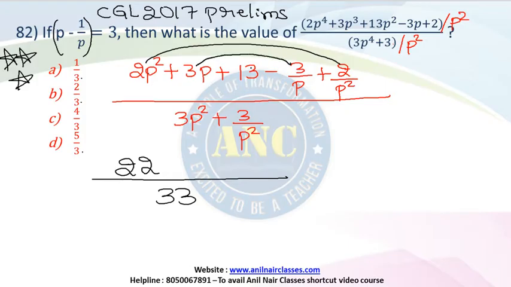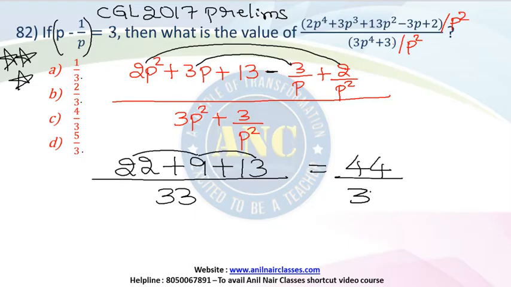3 common factor, p minus 1 by p. P minus 1 by p is given in the question as 3. So 3 into 3 is 9, plus 13. So the final answer becomes 13 plus 9 is 22, 22 plus 22 is 44, 44 divided by 33, 11 into 4 is 44, 11 into 3 is 33, answer is 4 by 3.